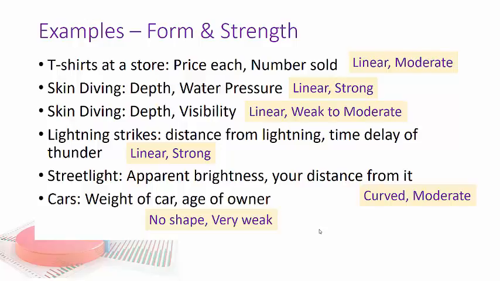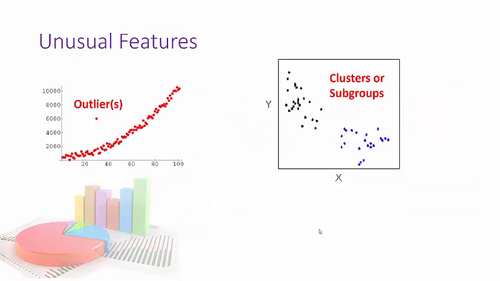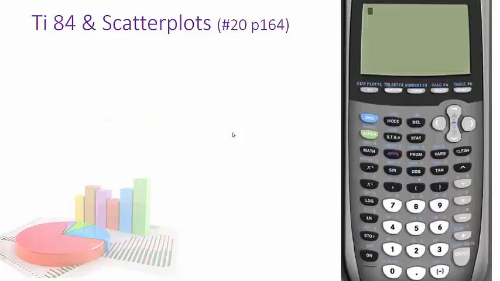The one last thing you want to look at are unusual features, which are like outliers. So you can see up here we have an outlier highlighted. And if you have clusters or subgroups. We're really going to get into that more later in the next chapter, but those are things to take into consideration. Now your TI-84 is actually quite good at plotting scatter plots.